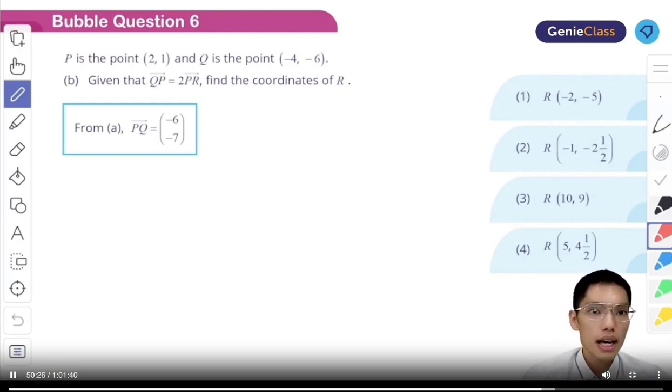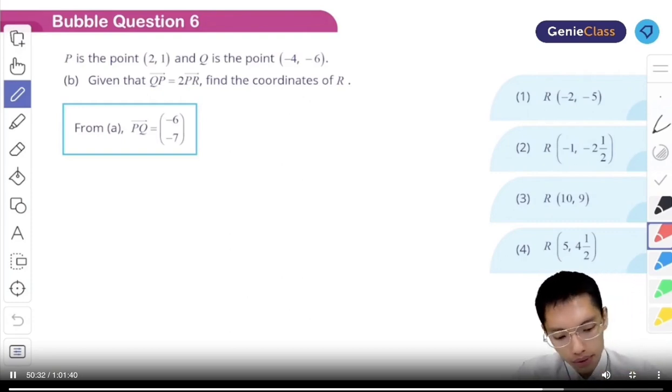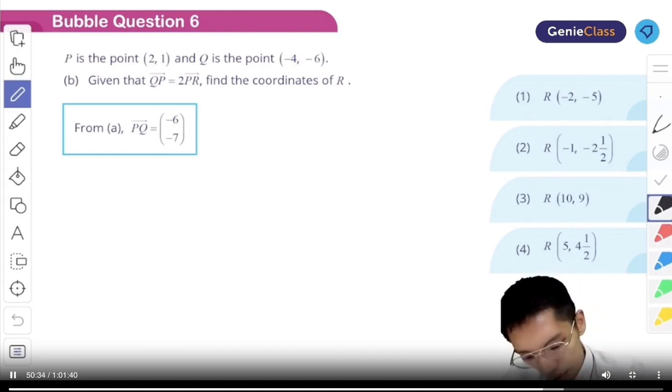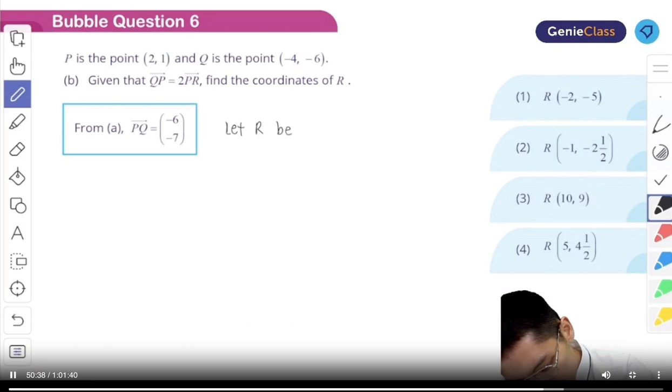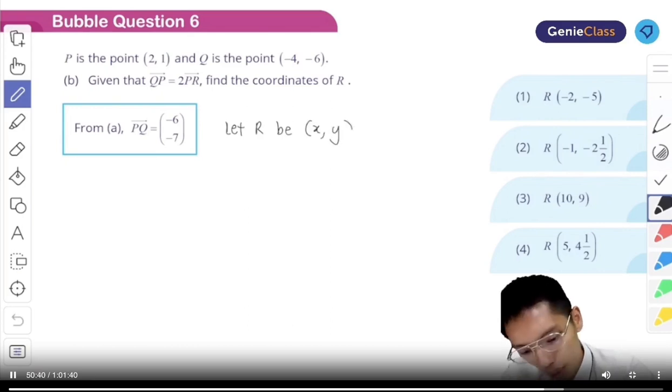Okay, so for this one, what happens is, coordinates of R. How would I solve this? Remember, R, if you are not sure, always remember you let R be xy. First thing. And how would I solve them now?